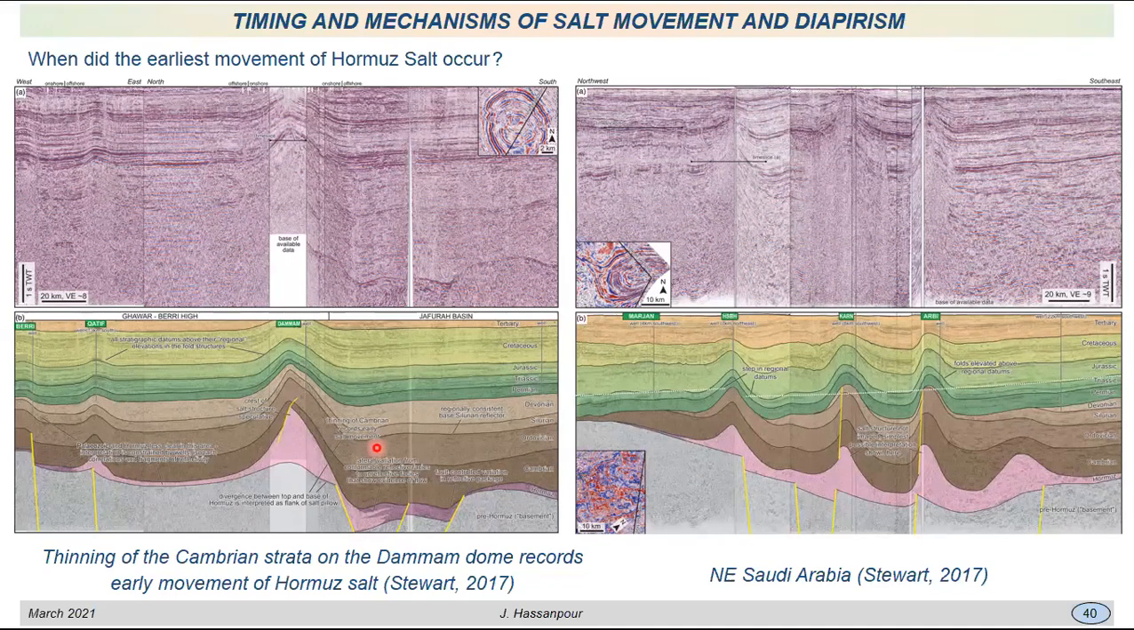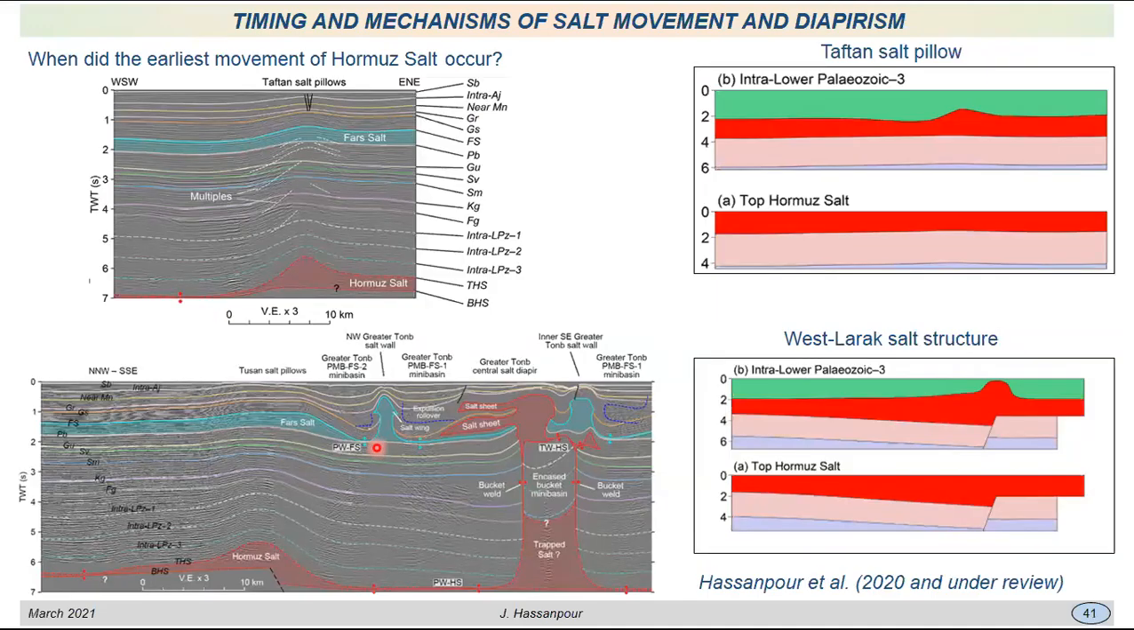Firstly, in our study area also, if I showed you these seismic examples before, the evidence that we have got for the earlier history of Hormuz salt, according to the thinning of this overburden, is compatible with the published examples from Saudi Arabia and Oman salt basins, indicating that the Hormuz salt started to flow in the Cambrian.